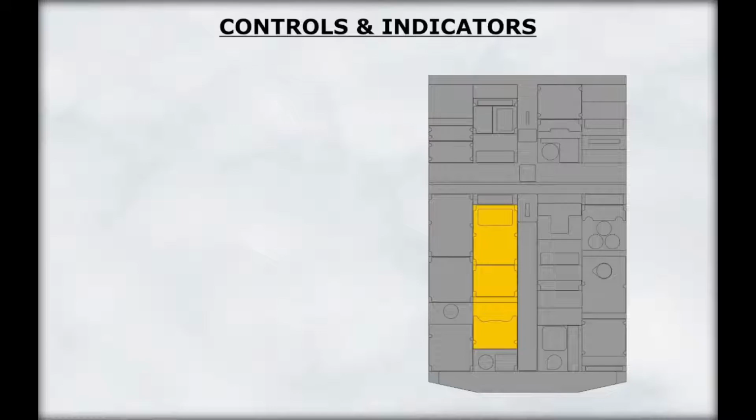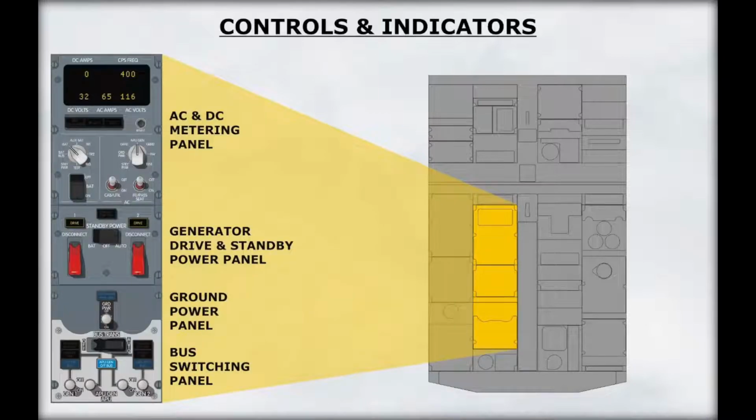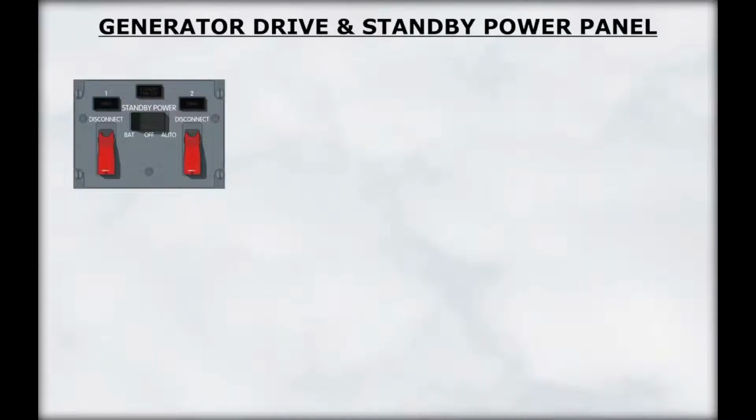Let's look at the controls and indicators for the electrical system. The control and indicator panels for the electrical system are located on the overhead panel. They include the generator drive and standby power control panel, the ground power panel, the bus switching panel, and the AC and DC meters control panel. Let's start with the generator drive and standby power control panel.